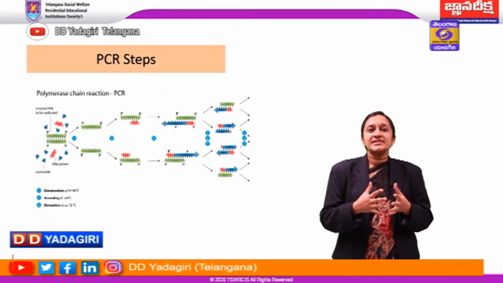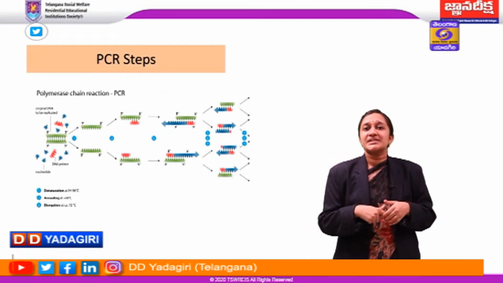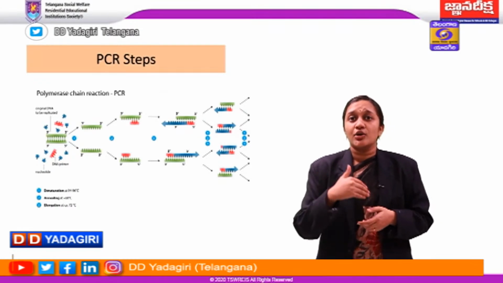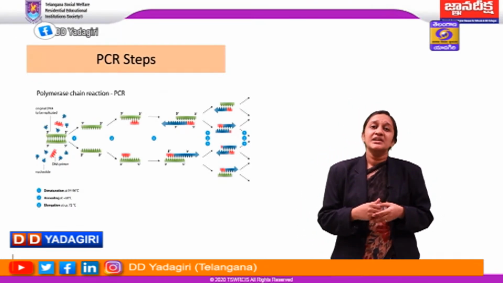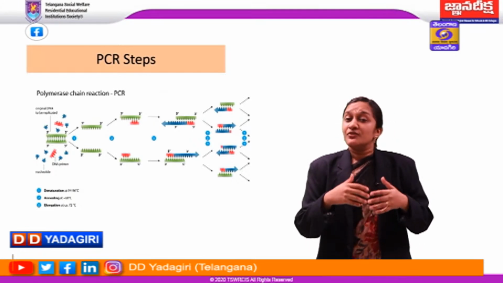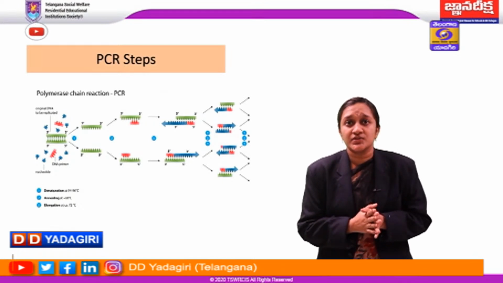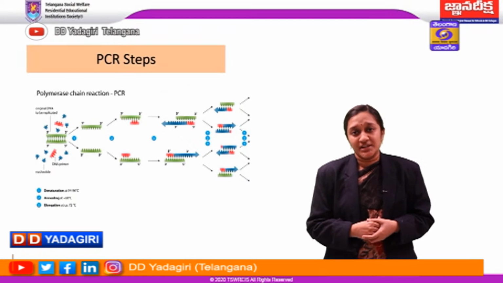Denaturation is heat separation of double-stranded DNA to obtain individual single-stranded template strands, after which primers anneal to synthesize a complementary sequence on the single-stranded template DNA. Once you have your primer annealing, then we extend it by a polymerization reaction using Taq DNA polymerase.